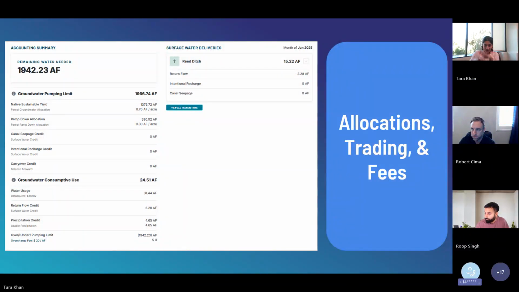So I know that was a lot over there, but allocations, trading, and fees are all things that require data from beforehand that you're collecting to be able to project trends and for growers to be able to see themselves what's going on in their individual parcels, in their farms, to be able to make decisions about how to move forward from there.